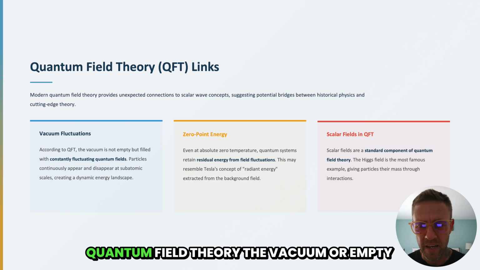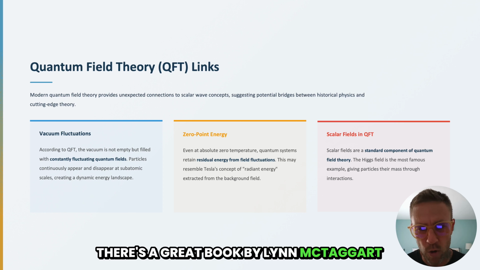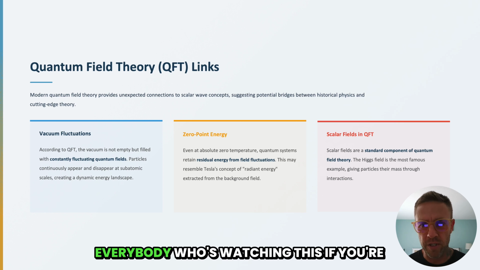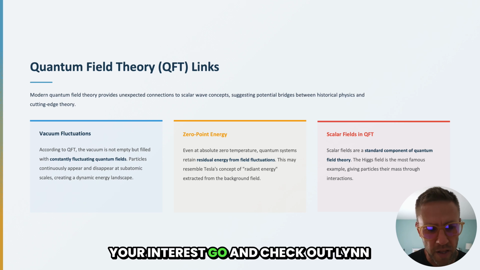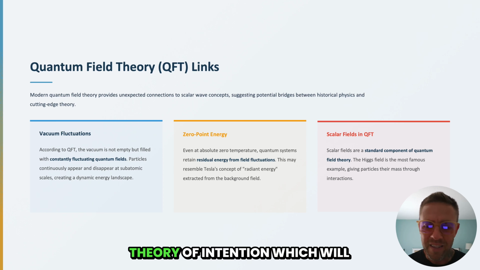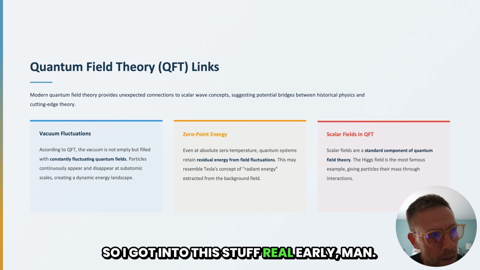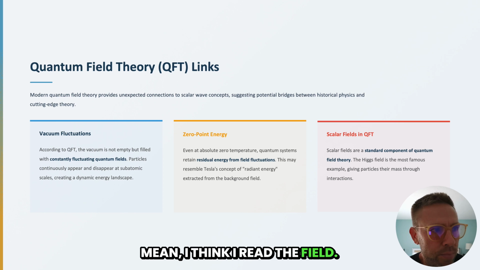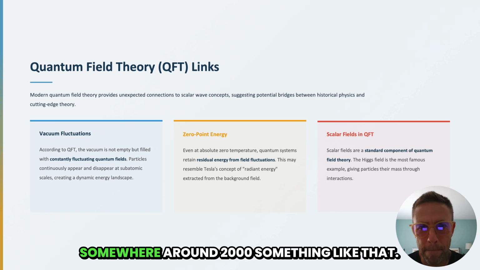Because according to quantum field theory, the vacuum or empty space isn't actually empty. There's a great book by Lynn McTaggart called The Field that I would recommend to everybody who's watching this. If you're really interested in it, if it's piquing your interest, go and check out Lynn McTaggart's work, The Field. And then she also has another great book called The Intention Experiment, which will just blow your mind. This is how I got into this stuff real early, man. I mean, I think I read The Field when I was still in college. So we're looking at 1999, somewhere around 2000, something like that.